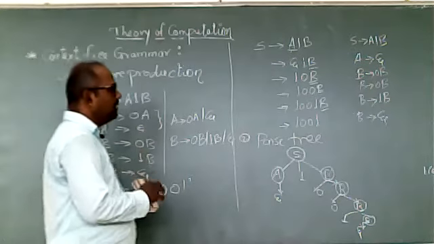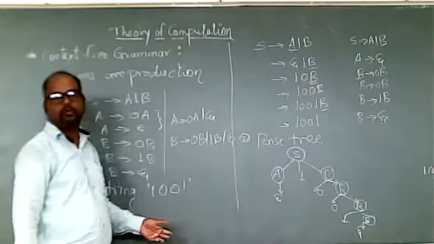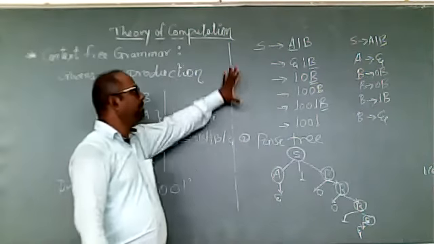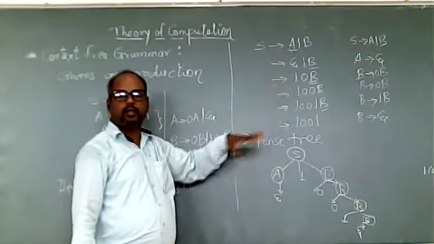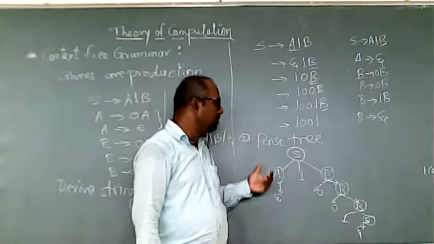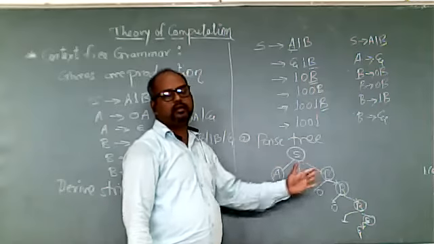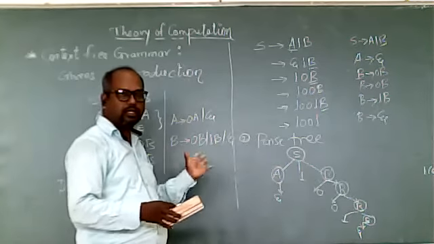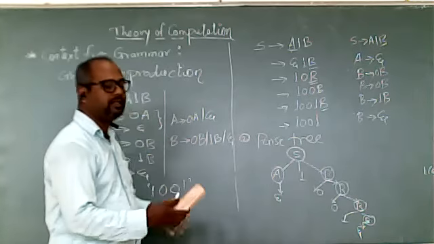So this is another method to generate the string with the help of the CFG, with the help of the productions. This representation is called a parse tree. The other representation is called a sentential form: left sentential form, right sentential form. In the same way, for the parse tree there is the left derivation and the right derivation. If I am reducing the variable starting from the left hand side, it is called a left derivation; from the right hand side, a right derivation.